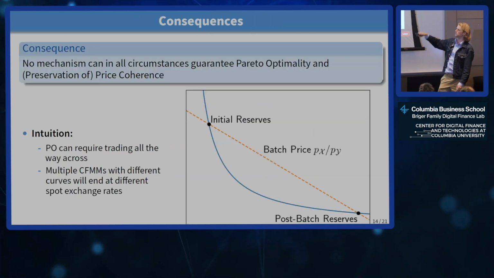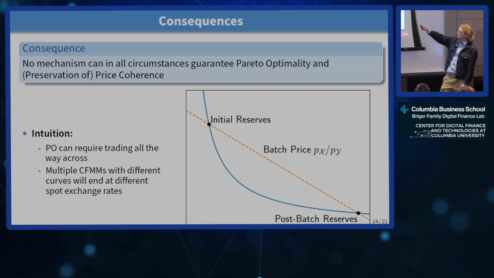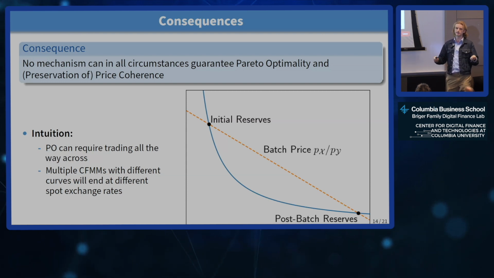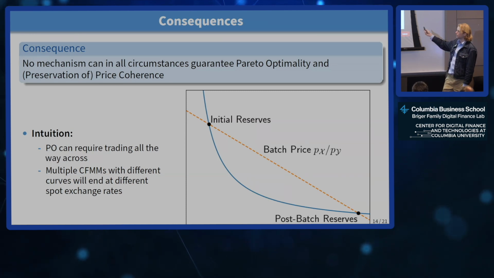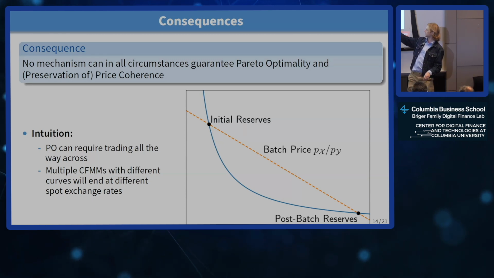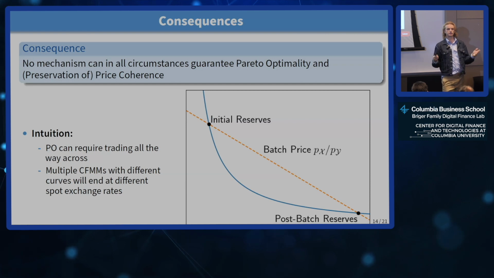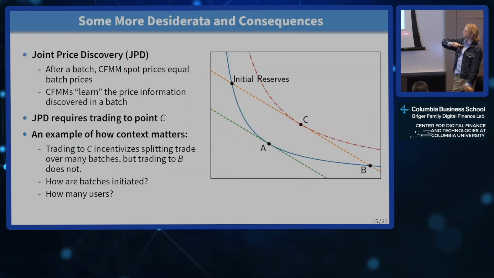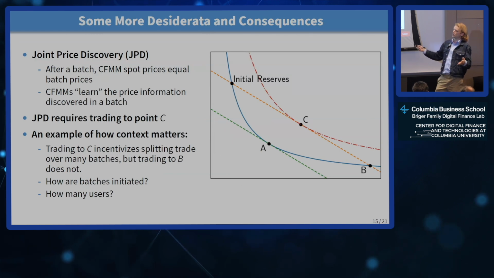It turns out these are incompatible. And so no mechanism, no way of doing this can actually get both. The proof intuition is basically just that you might have multiple CFFMs trading in a batch in the same asset pair. And if you want to get Pareto optimality, you can construct examples where you have to trade all the way across. And if you have different curves, then the slope of the line at this intersection point is going to be different for different curves, and there's nothing you can do about that. So, okay, we can't get both.